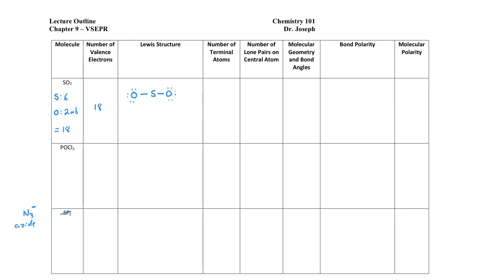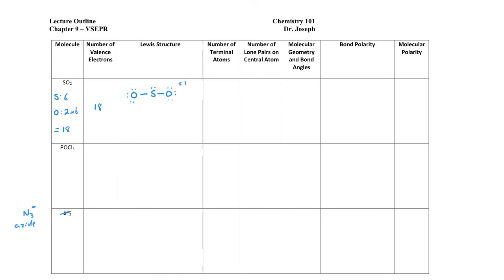So notice here we have the 2 terminal oxygen atoms connected to the central sulfur, and we have 18 total valence electrons. Drawing the structure as it is now, we've used 16 valence electrons, and we've completed the octet on the terminal atoms. We still have 2 more electrons to place. Where are those going to go? Well, that's right, they have to go on the central sulfur. So let's draw them there.